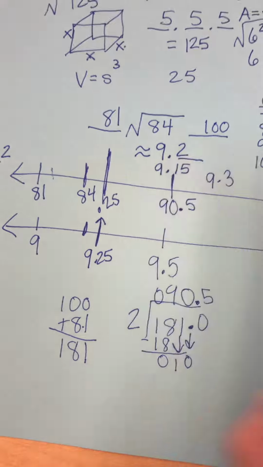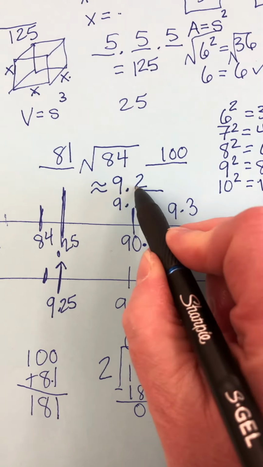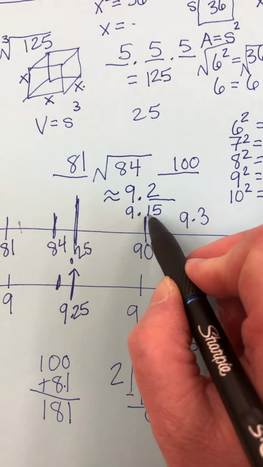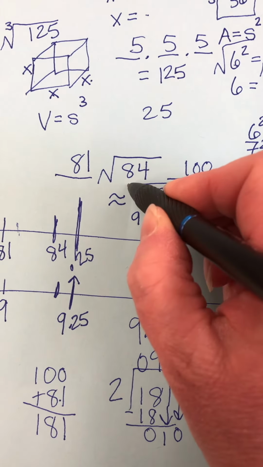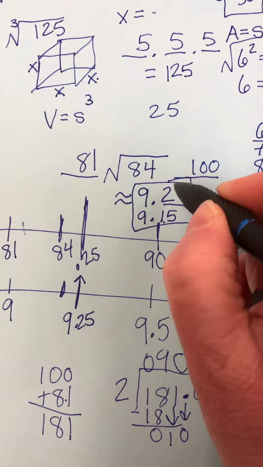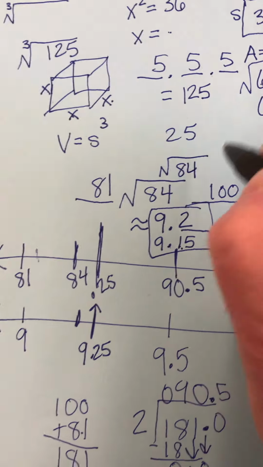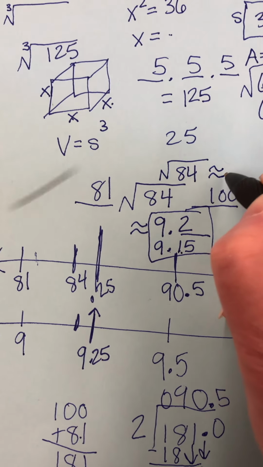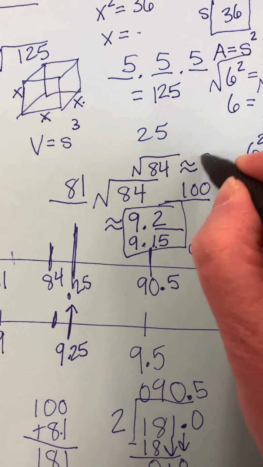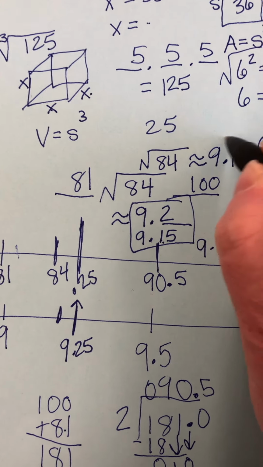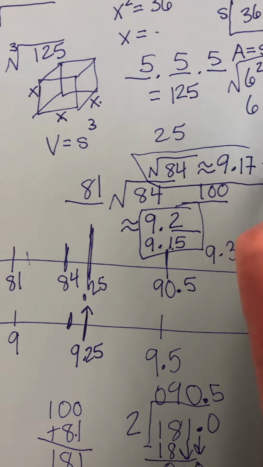So if you said that your answer was approximately 9.2, you would have been extremely close. So these are reasonable answers, right? So the square root of 84, and remember, is approximately equal to, because it's not exact, about 9.17 if we do hundredths place. And this would be our answer.